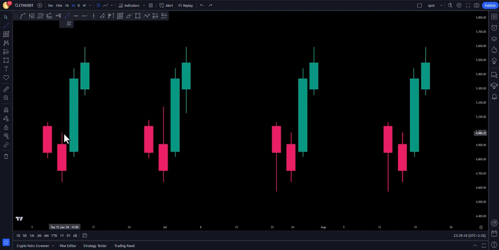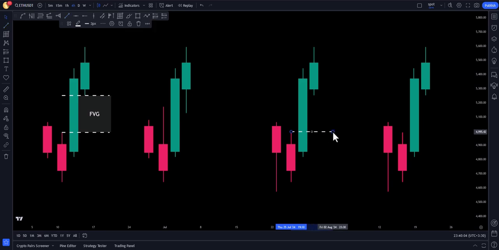In the first example, we look at these three candles and mark the shadows of the first and third candles. As you can see, there's a space here which we call a fair value gap. In the second example, the middle candle is completely covered by the neighboring candles, and there's no gap present. In the third example, if we mark the shadows of the first and third candles, we get this space.